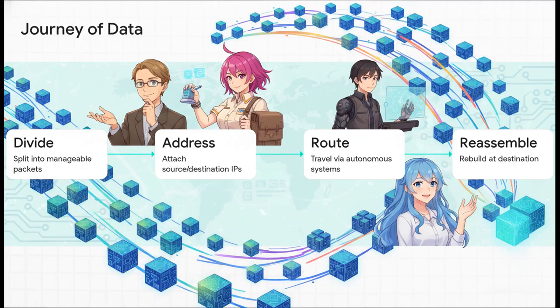Second, each packet gets addressing information attached to it, specifically the source and destination IP addresses. Third, these packets are routed across interconnected networks, which we call autonomous systems, sometimes taking entirely different paths just to optimize speed. And finally, step 4, they are perfectly reassembled at their destination.